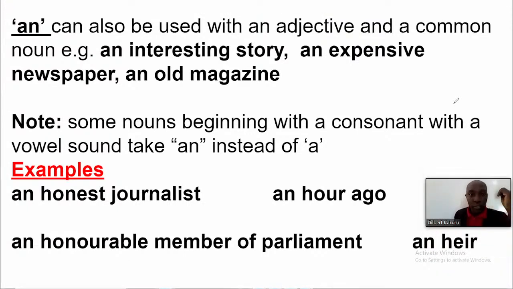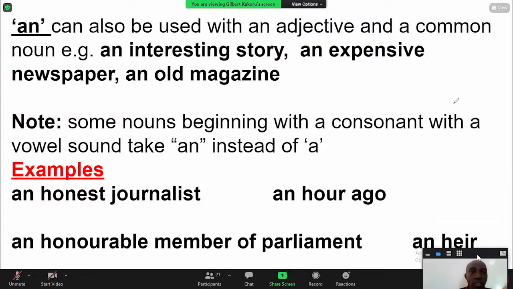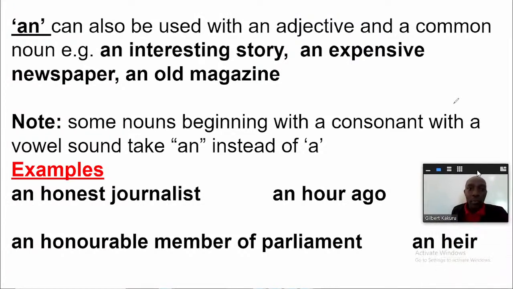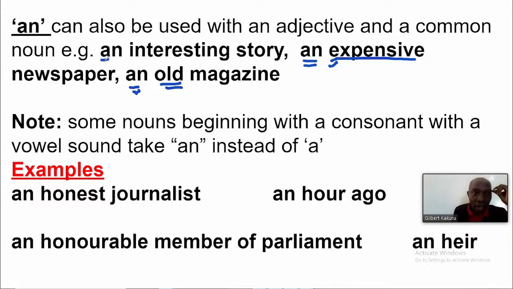Okay. We're going to continue with this article, and from article a, we go to article an. They have said it can also be used. I'm also going to read through them as I'm explaining. An can also be used with an adjective. These are adjectives. What I'm going to underline, we call them adjectives, like expensive here. If it has a vowel, it takes article an, an expensive newspaper, like that. We also have this one here. This is also an adjective. An old magazine, an old, like here we also have an interesting story like that. Those ones, interesting will be an adjective like that. Whatever I underline, those are adjectives.